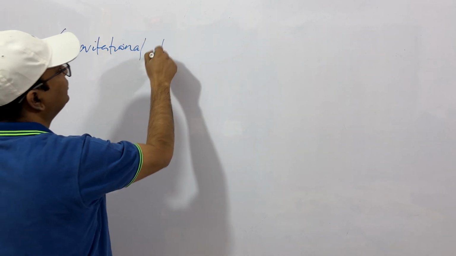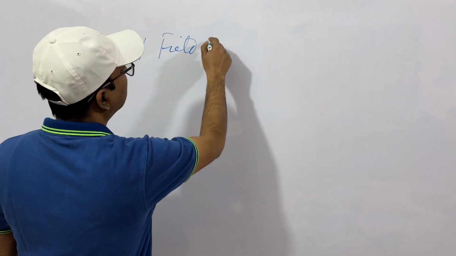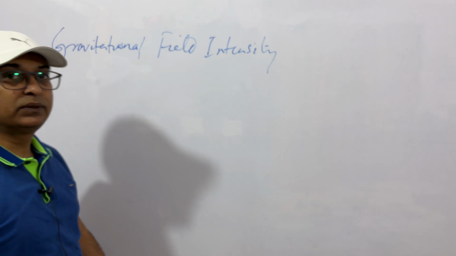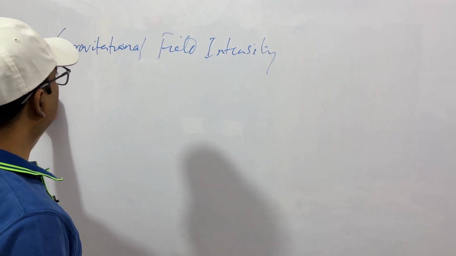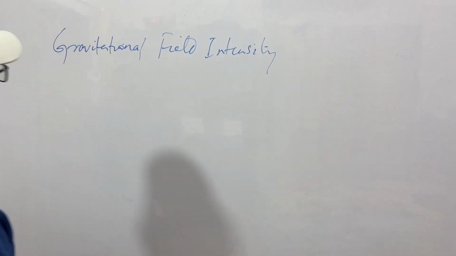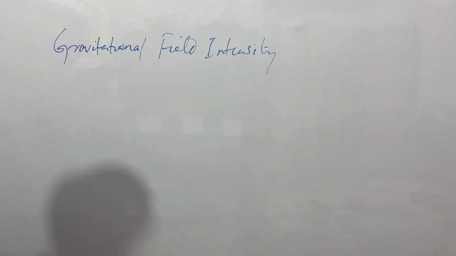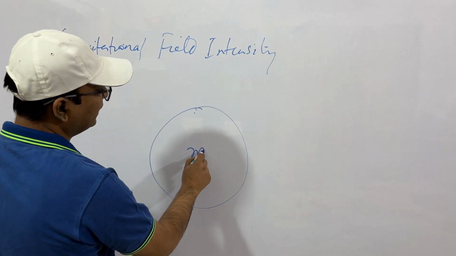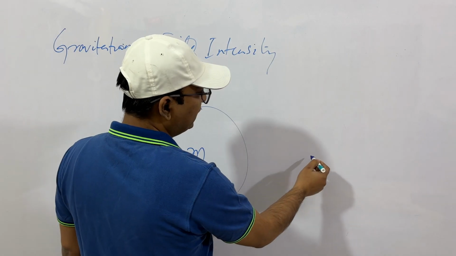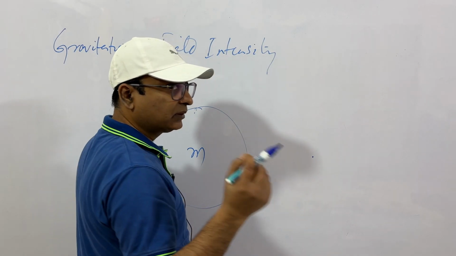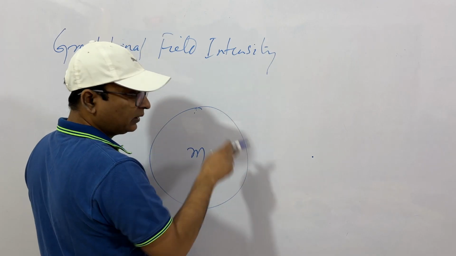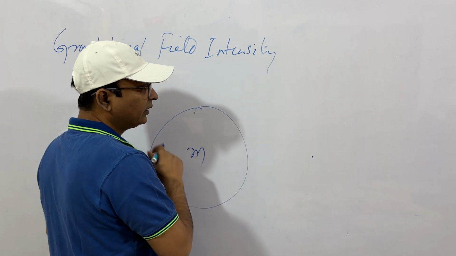Gravitational field intensity, it is like the electric field that you study in electrostatics or electrodynamics. So what is gravitational field intensity? Suppose this is a body of mass m. Anybody with a mass will experience a force because of this body, because of this mass.